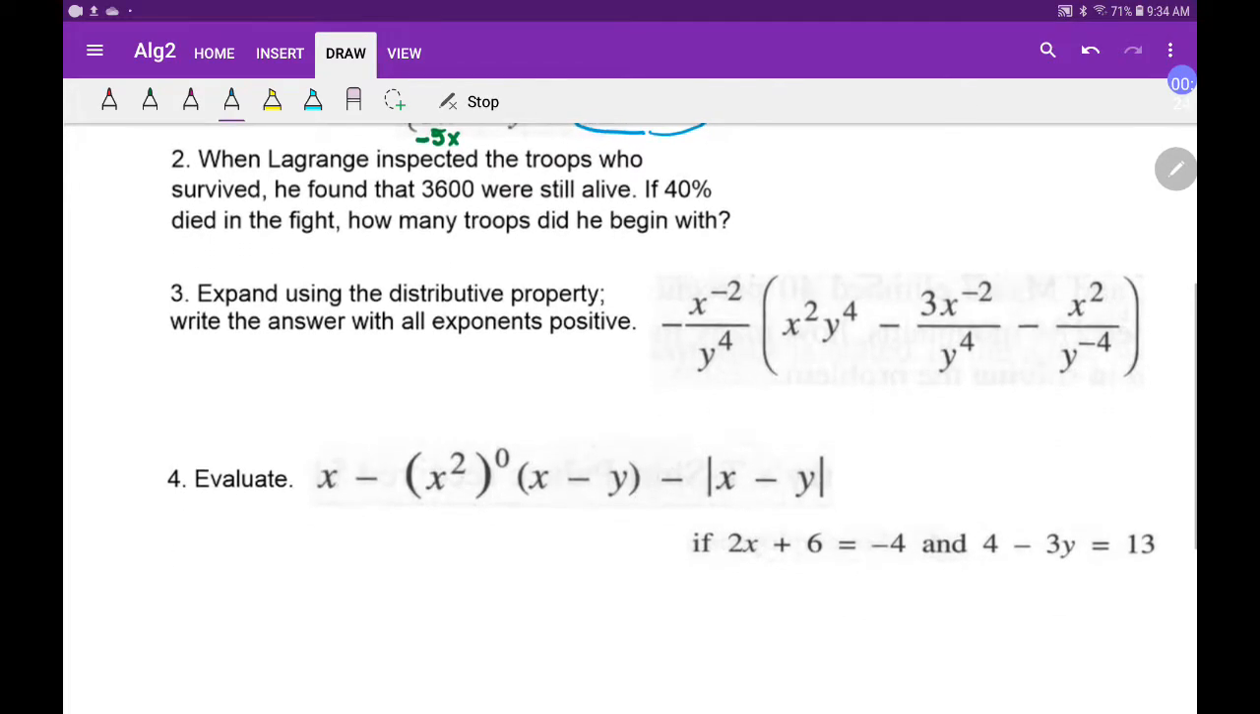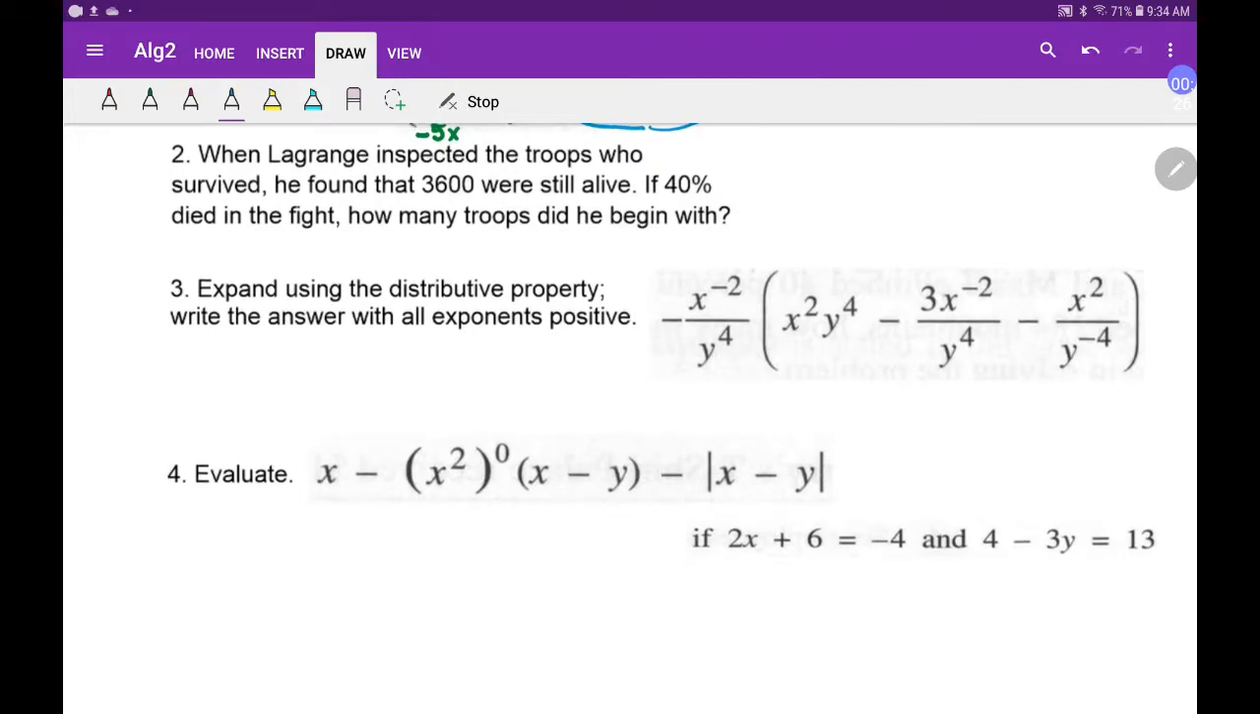When Lagrange inspected the troops who survived, he found that 3,600 were still alive. If 40% died in the fight, how many troops did he begin with? Well, historically speaking, that's a pretty bad battle. Usually it's not that bad. So 40%, that's less than half, right? So I'm going to try to make that look like half.